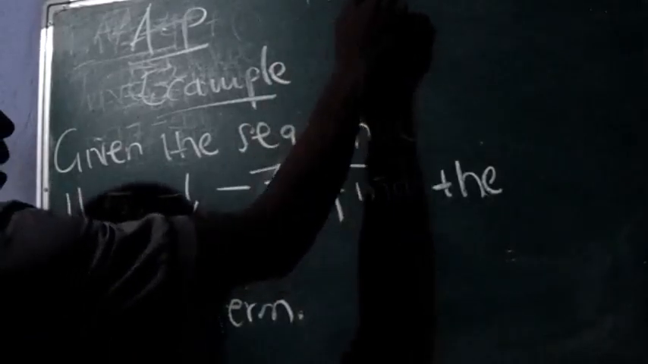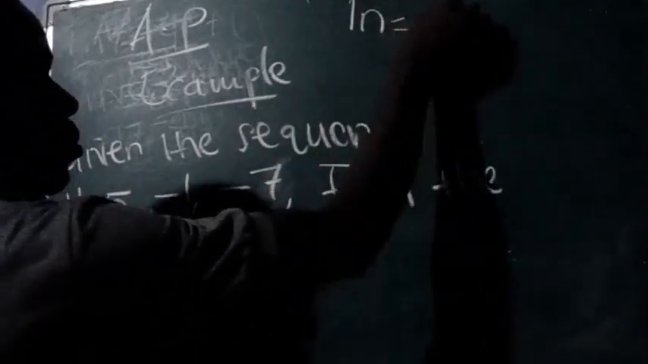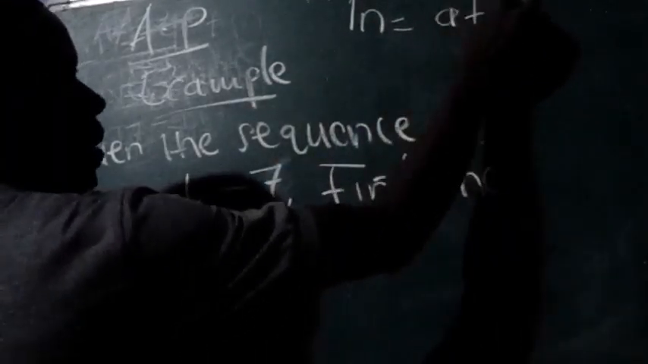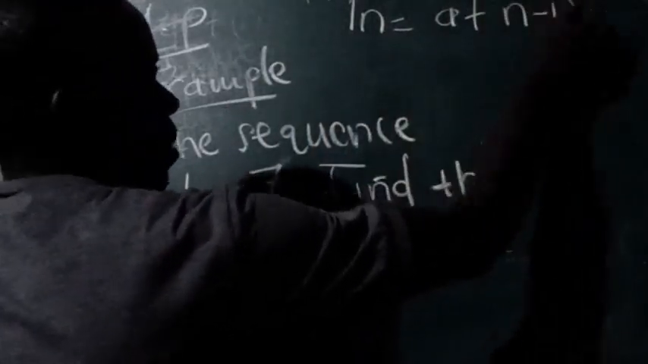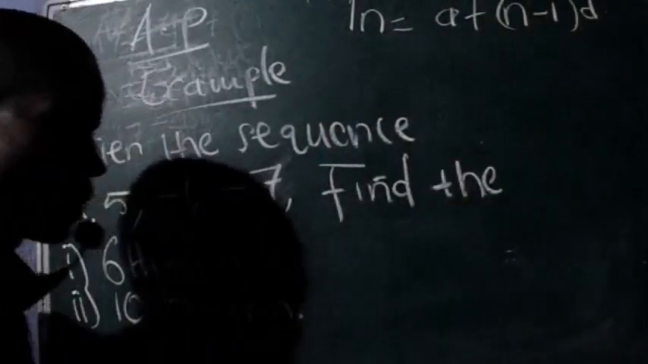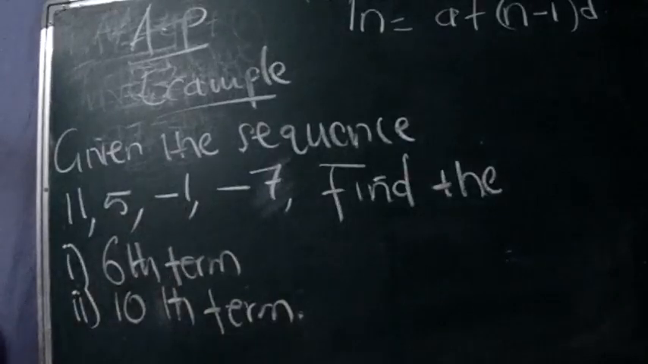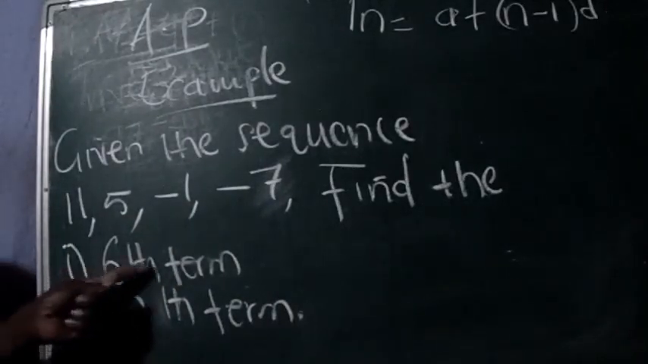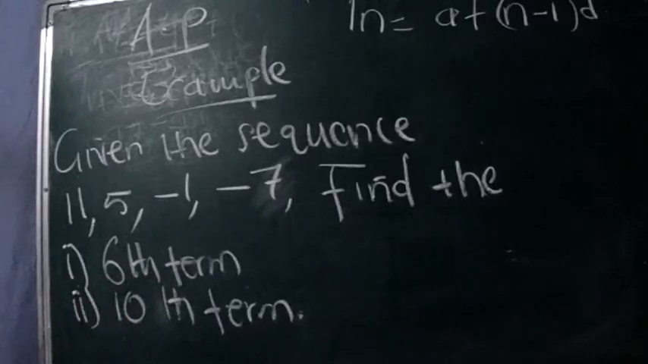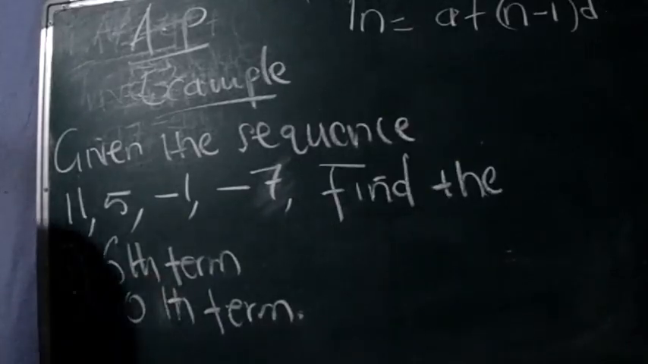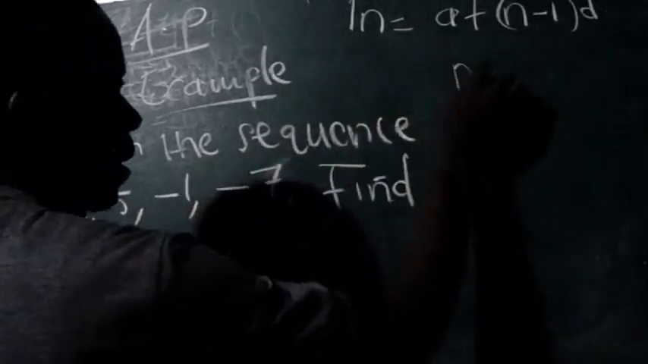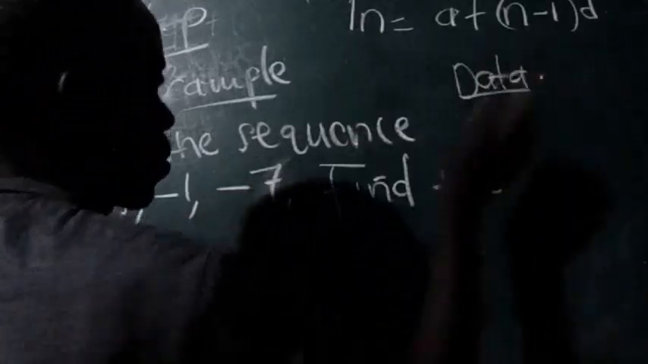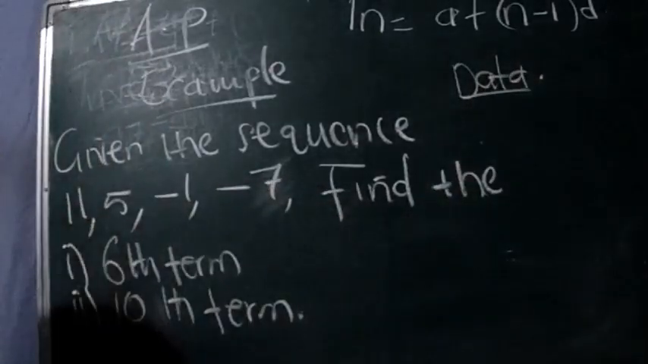Our formula is Tn equal to A plus n minus 1 times D, where D is our common difference and A is the first term, then n is the term that we are finding, the number of terms. In this case, we are asked to find the 6th term and we also need to find the 10th term. So on this side we come up with our data, so that we know what is needed in this formula.